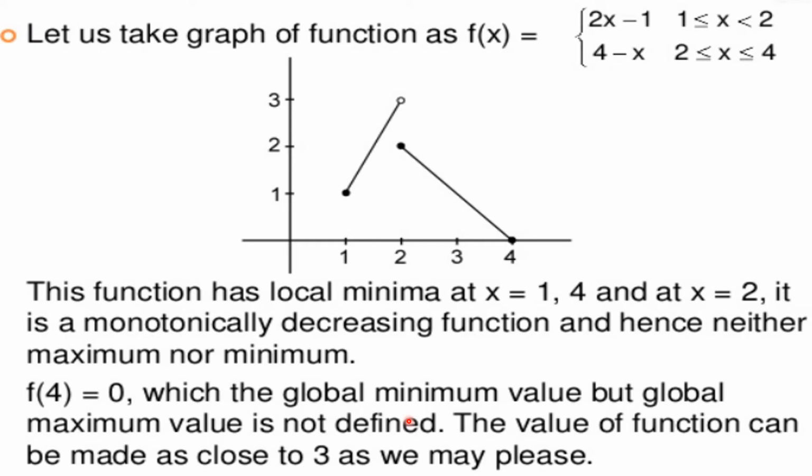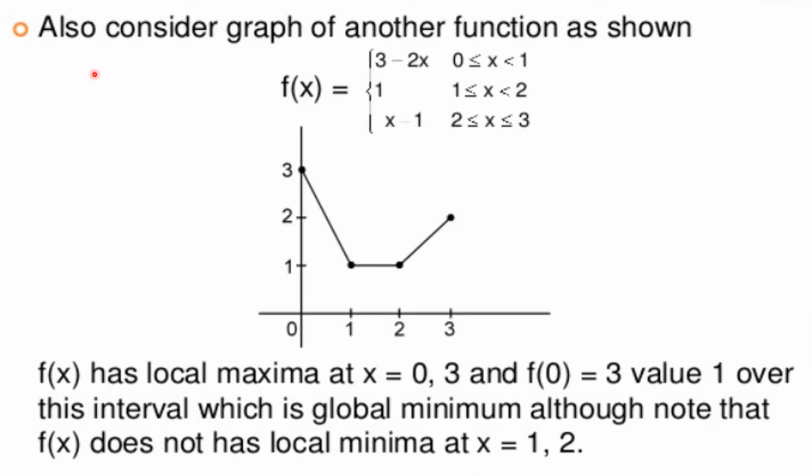Okay, my children. Here, the global minimum value is taken out of these local minima. F has a local minimum at this point and at this point. Out of these 2 points, the least value is at x is equal to 4. So, this is said to be the global minimum. And it does not have a global maximum value. It is not defined. The value of the function can be made as close to 3 as we may please. Okay, my children, understood this point? Right.